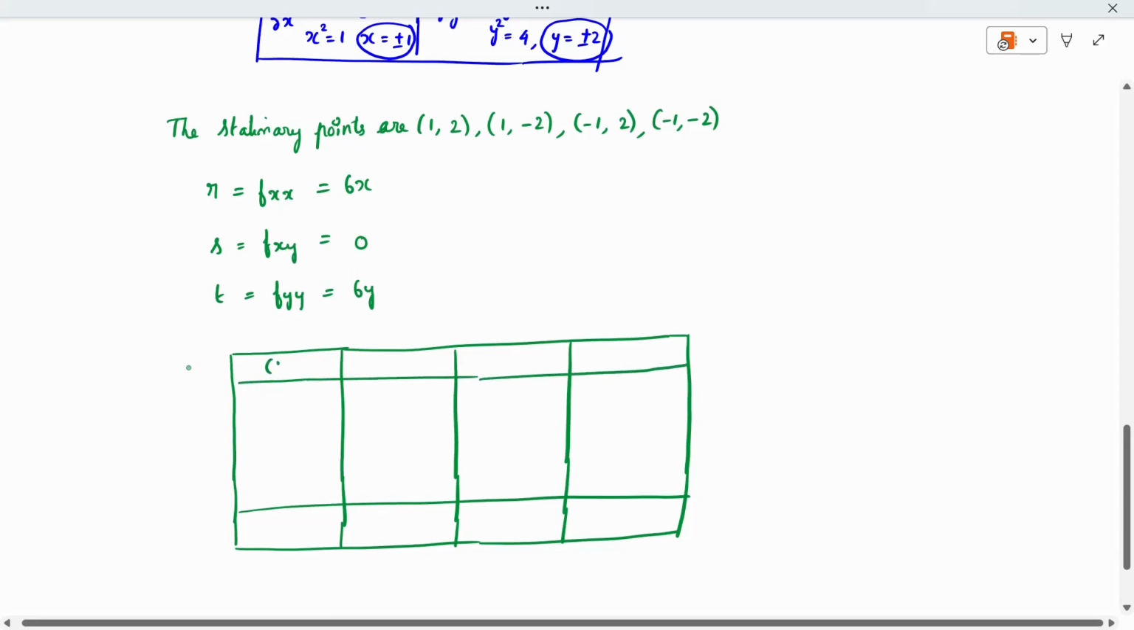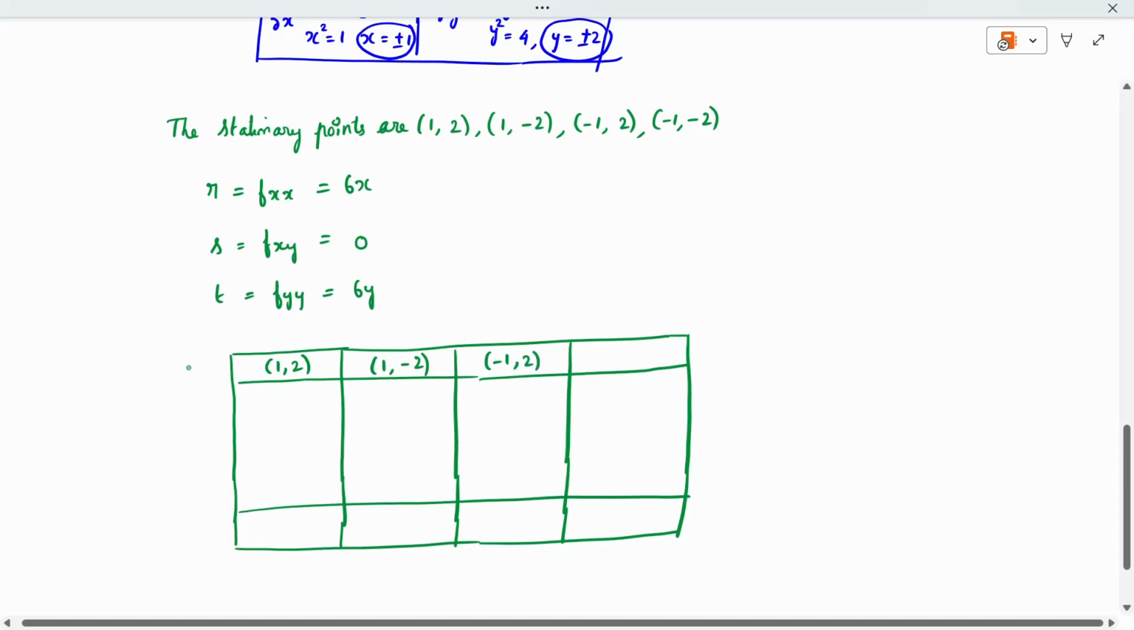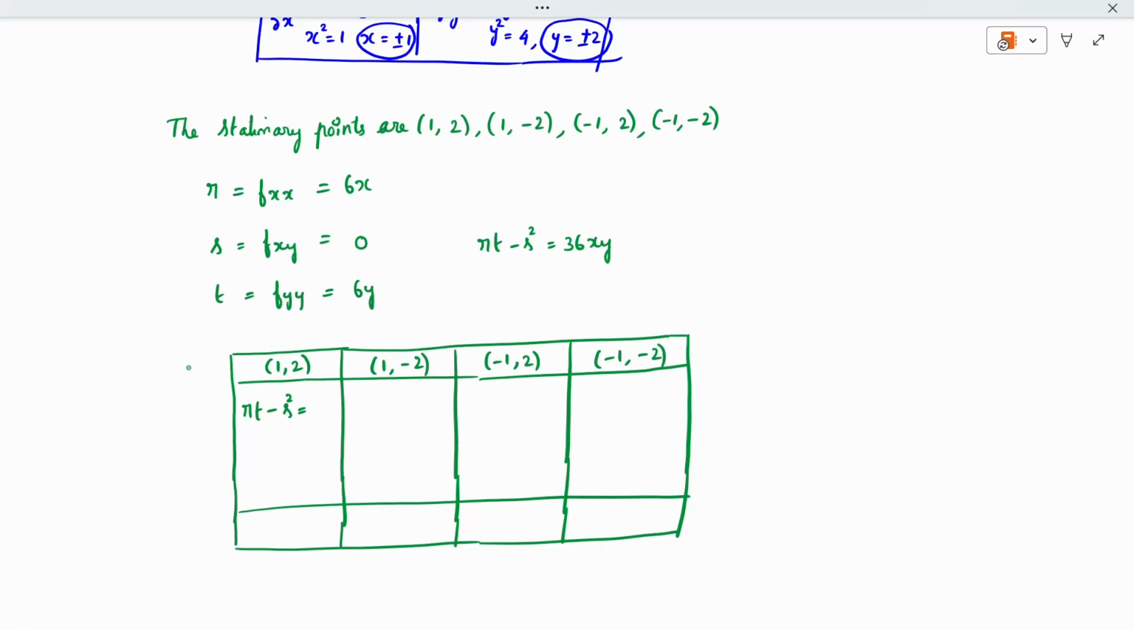Okay, my first point is 1 comma 2, second point 1 comma minus 2, third point minus 1 comma 2, fourth point minus 1 comma minus 2. All the points I have written. Now I need to check the rt minus s squared condition. Here rt is nothing but 36xy. In this, only x you are going to put 1, y you are going to put 2.